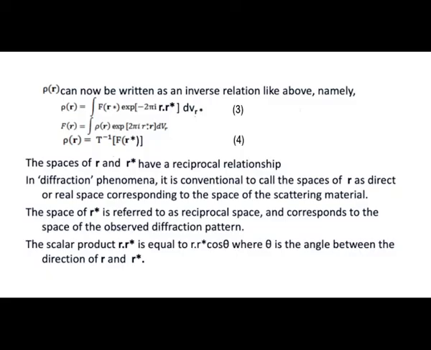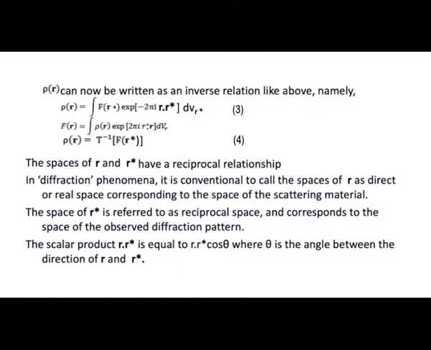Now rho of r can also be written as an inverse relation, namely rho of r equals the integral of F of r star e power minus 2 pi i r dot r star dV r star, as given by equation 3. The only difference between the previous equation and this is that the kernel sign is minus. Now rho of r, which was in the integral, now becomes F of r star, that's all.